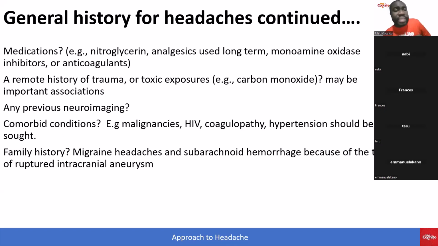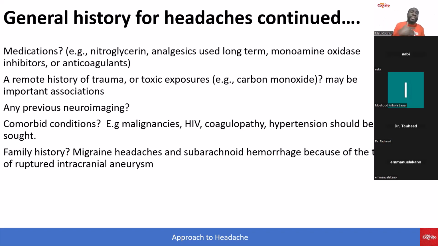And you also want to find out, has there been any previous neuroimaging done, like any head CT scan or MRI? And are there any other comorbidities? A patient who has known breast cancer or known lung cancer who has developed severe headache: think about brain metastasis before you even think about any other thing. At times it's difficult for us to break bad news to people, but you always have to think like that. What can kill the patient first?